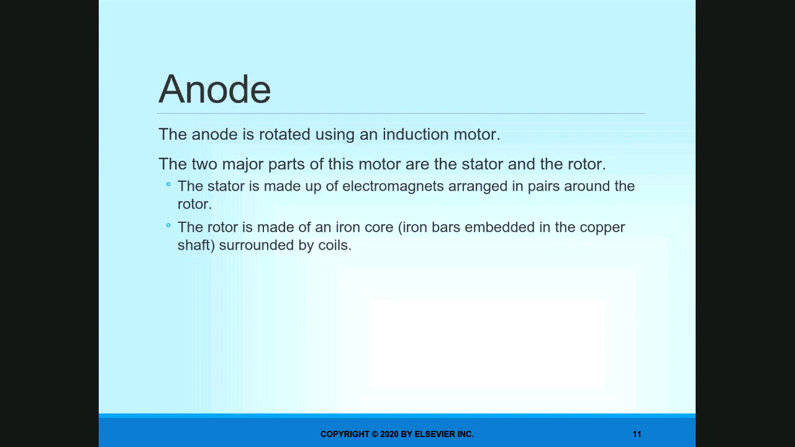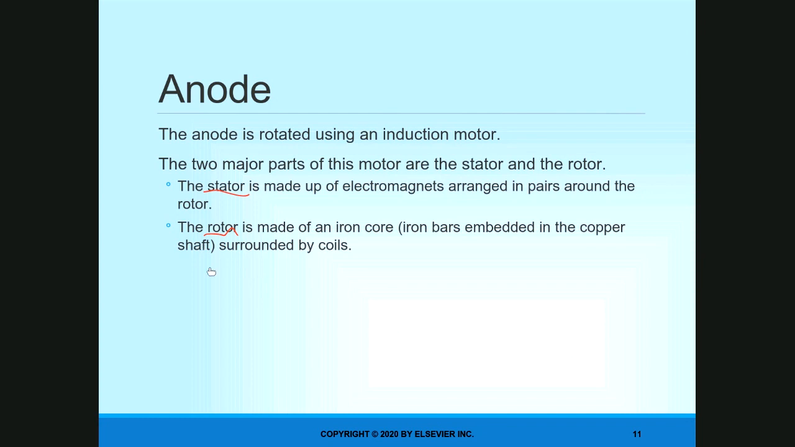You rotate the anode that's on the positive side of the tube using an induction motor. And remember, we said the induction motor is composed of two parts: a rotor and a stator. The two parts of the actual induction motor are the stator and the rotor. Remember that the stators are outside the glass envelope and the rotor is actually inside the glass envelope.